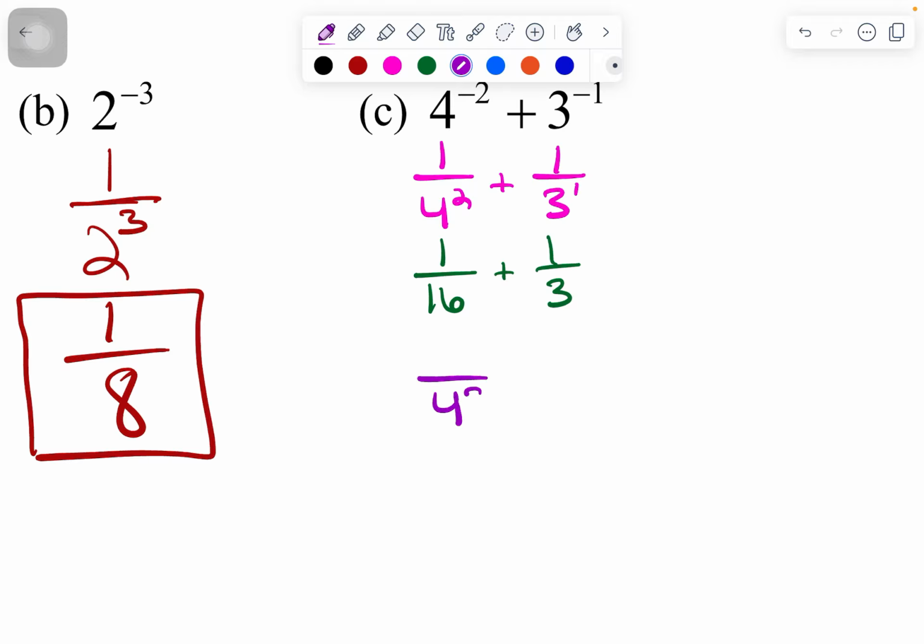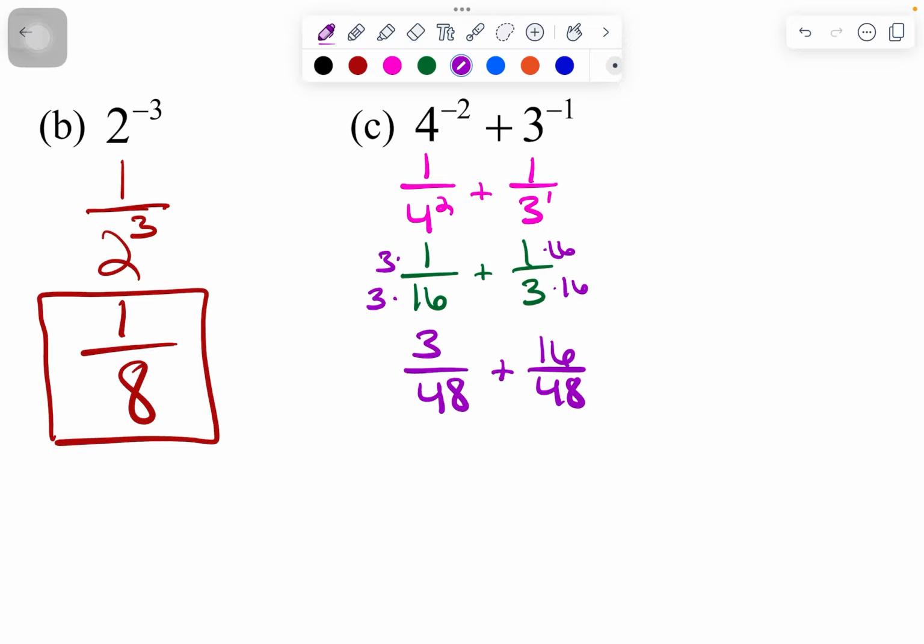So we're going to get a common denominator here of 48. That is the least common multiple for 16 and 3. To get from 16 to 48, you've got to multiply by 3. So, of course, you've got to do that to the numerator. To get from 3 to 48, you're going to multiply by 16. Do that to the numerator as well. So there's 16. So to finish this one off, you've got 3 over 48 plus 16 over 48.